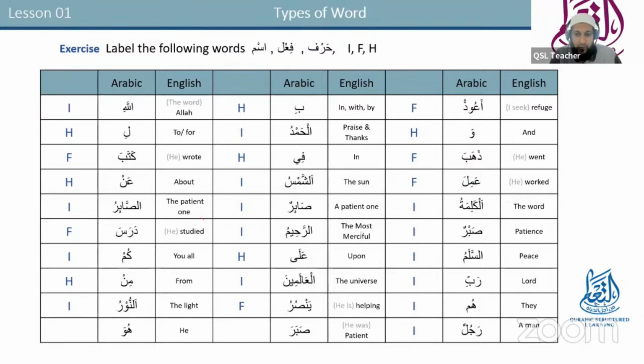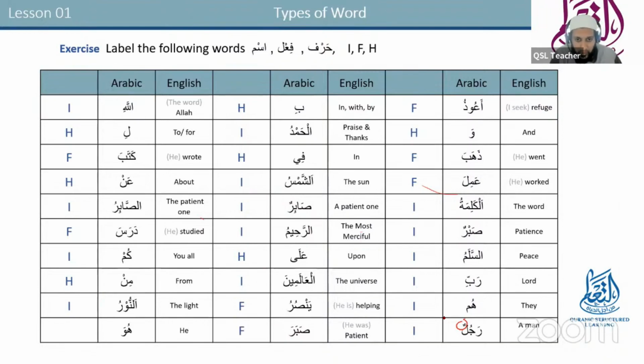Here's another hack to see if it's an ism straight away. If it has a tanween, just circle it. Sorry. If it has a tanween, then you know it's an ism, because no fi'ls or harf will have tanweens on.